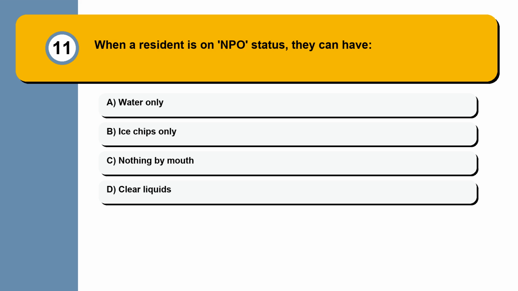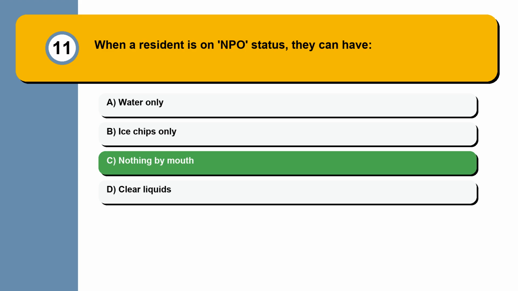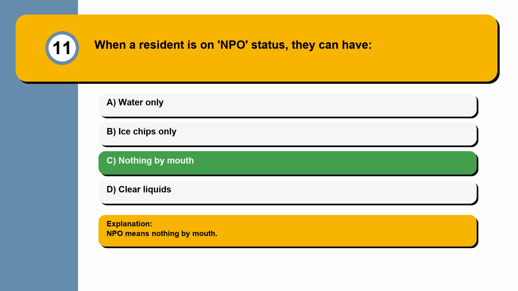Question 11. When a resident is on NPO status, they can have water only, ice chips only, nothing by mouth, clear liquids. NPO means nothing by mouth.